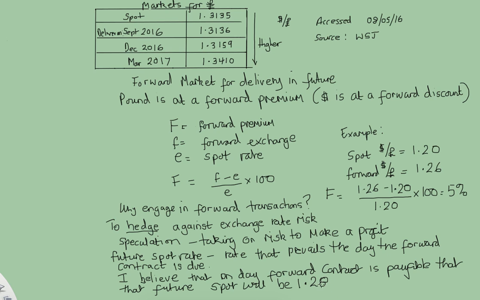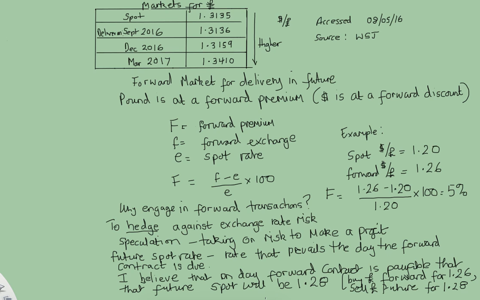How could I make money using a forward contract? Well, I could buy the pound forward. I won't have to put much money down for 1.26, and then if I'm right and it really is 1.28 the day that the contract comes due, I could actually sell the pound in the future for 1.28 if I'm right. And so then I've made 2 cents per pound on the transaction. So this was a speculator who was right.